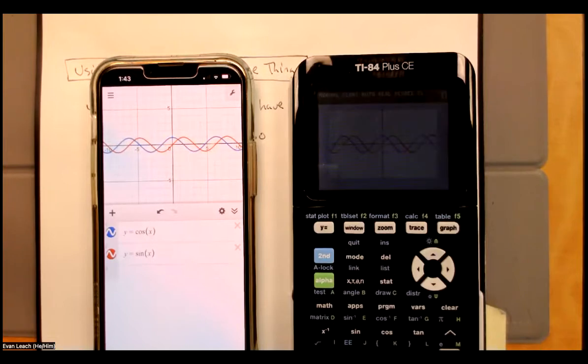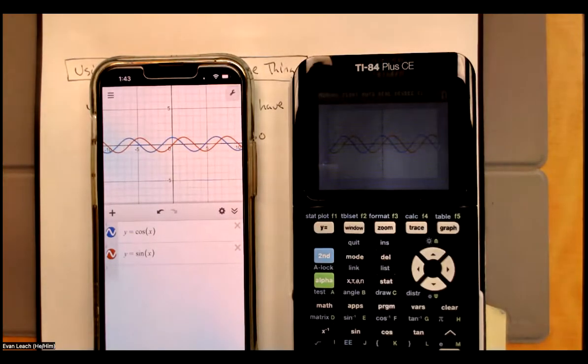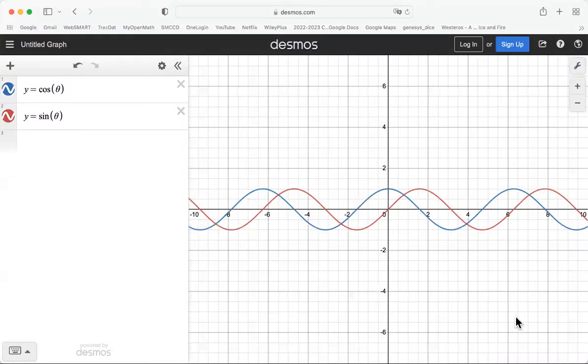The wrong colors as well. So Desmos you could use in a browser, graph stuff there, or you can use the Desmos app, which is free. So not only is it a better graphing calculator, it's a cheaper graphing calculator.